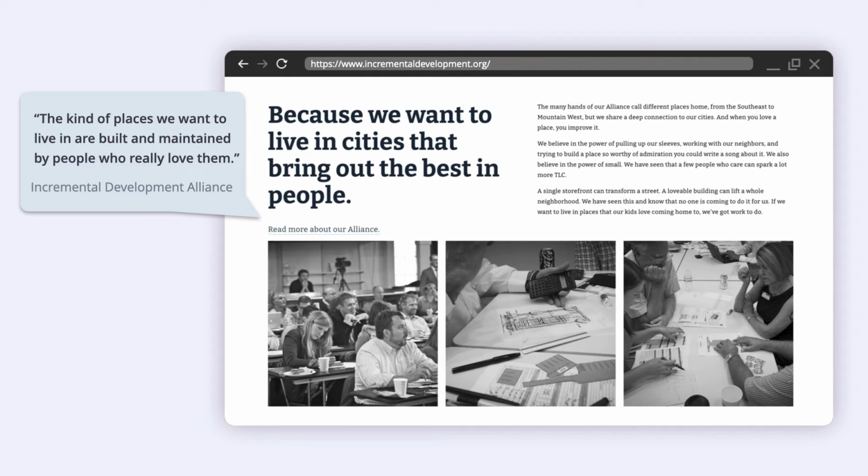And the way that they talk about it is that these are the kind of places we want to live in, and they're built and maintained by the people who really love them. And so that really gets to the stickiness of small-scale development. Because it is done by people who are local to the community that really care and understand and know about the place, then it really adds to that community value and to the longevity of the types of uses and businesses and residents that will find use for the small-scale development.